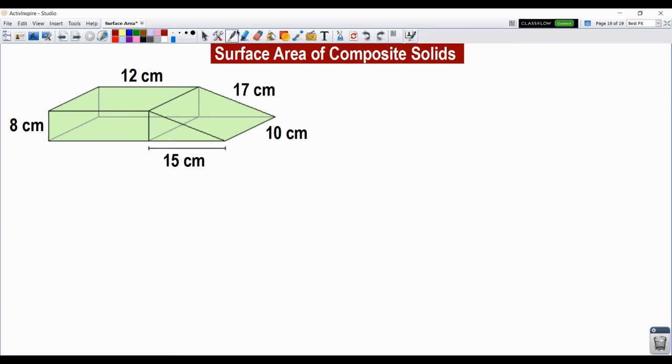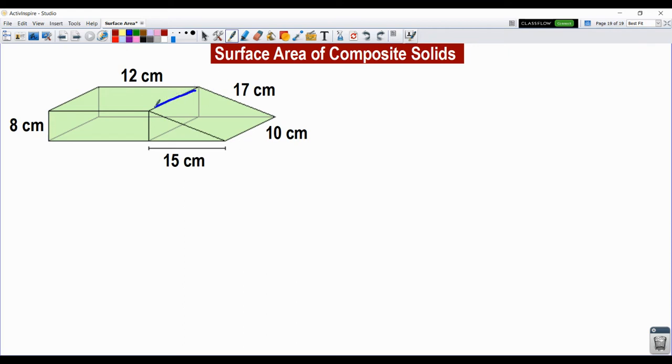Now, here's another really important key idea about composite solids, and here's how I like to think about it. Anytime somebody asks me to find the surface area of a composite solid, the first thing I picture in my head is, okay, what if I have to paint this? And if this is a solid shape, you don't put paint inside. You can't put paint inside.